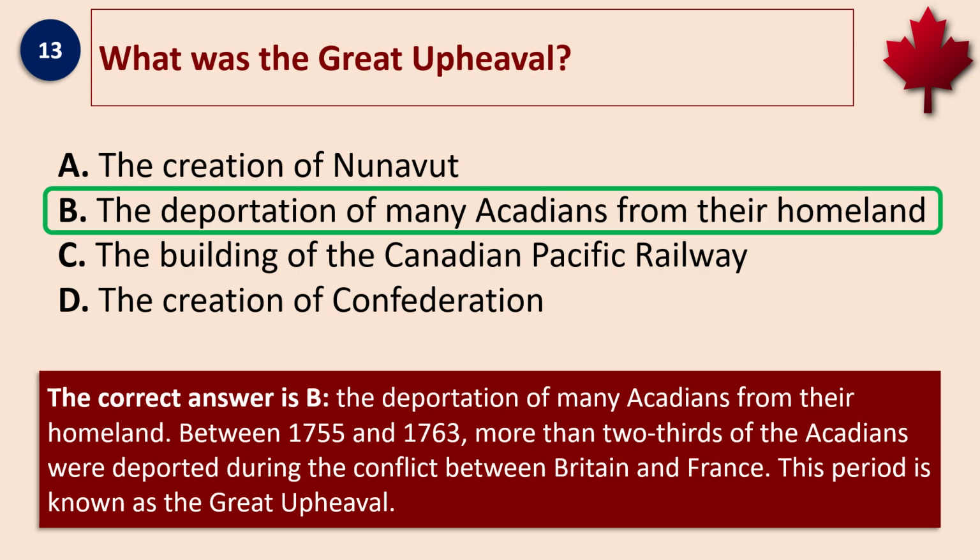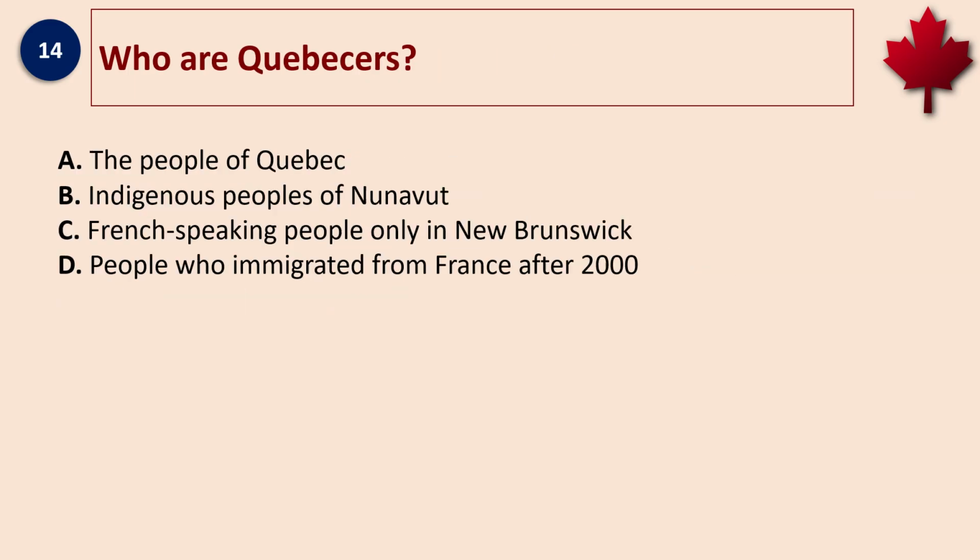The correct answer is B. The deportation of many Acadians from their homeland. Between 1755 and 1763, more than two-thirds of the Acadians were deported during the conflict between Britain and France. This period is known as the Great Upheaval. Who are Quebecers? A. The people of Quebec. B. Indigenous peoples of Nunavut. C. French-speaking people only in New Brunswick. D. People who immigrated from France after 2000.